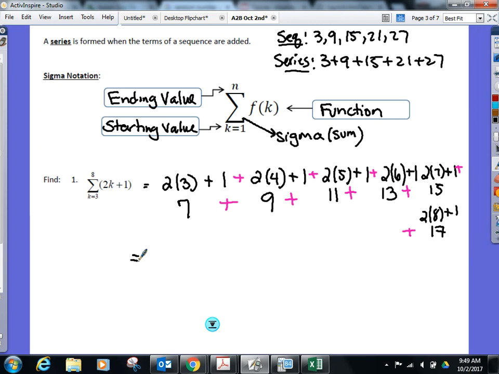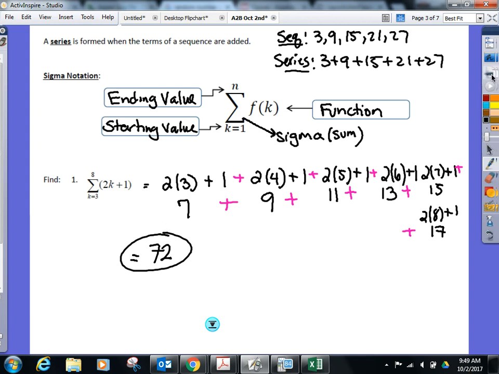And that ended up being 72. Okay, that is the sum of this sequence, the series. All right. Questions? Anything right now where the numbers came from? All right, let's move on then.